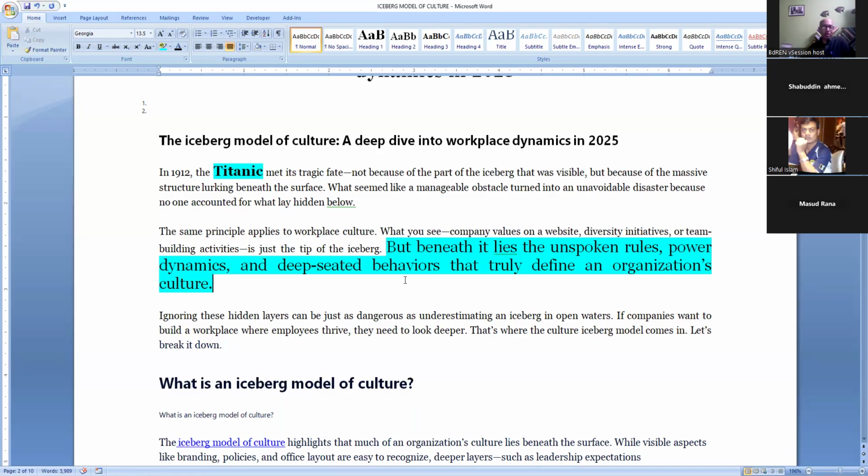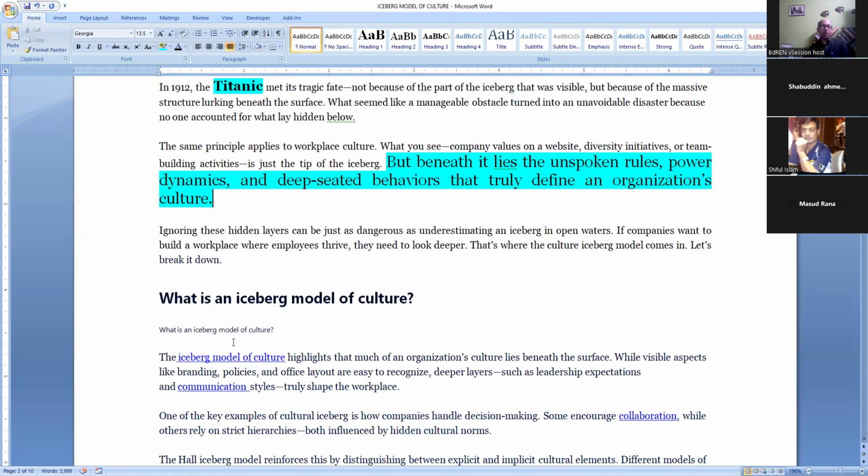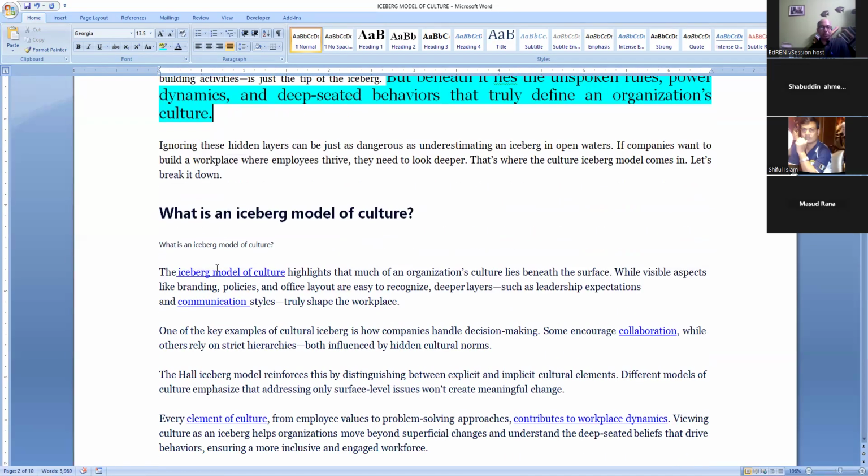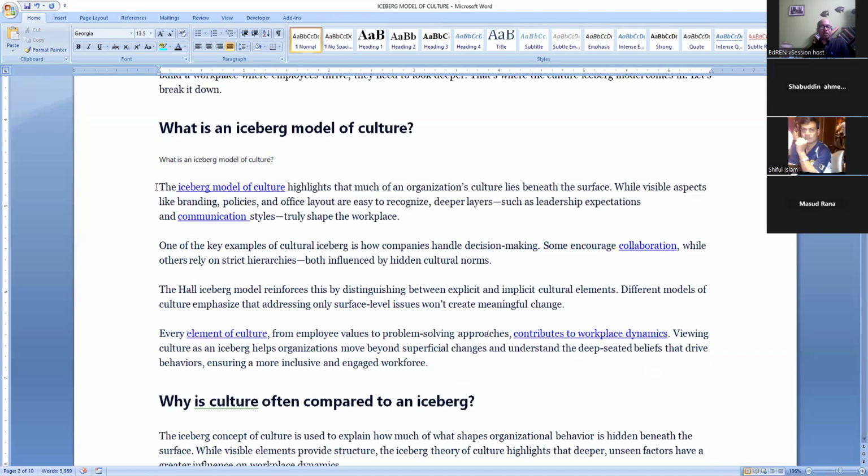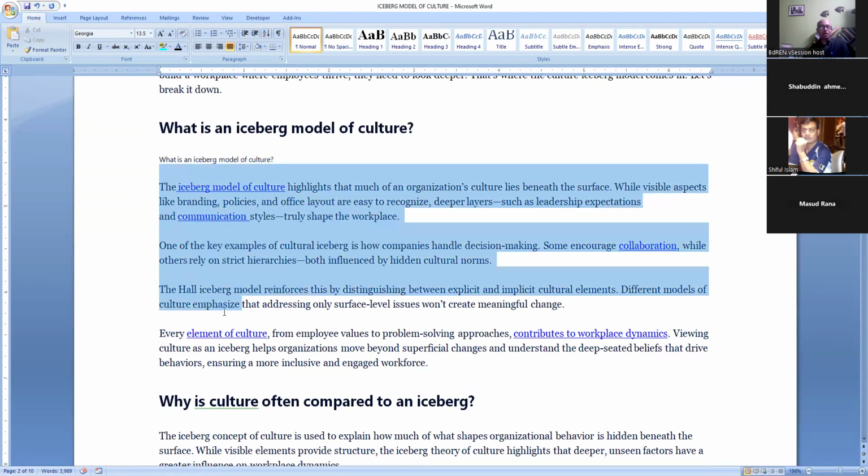Now, ignoring these hidden layers can be just as dangerous as underestimating an iceberg in open waters. If companies want to build a workplace where the employees thrive, they need to look deeper. That's why the culture iceberg model comes in. Let's break it down. Now, the iceberg model has been split up and different parts are discussed here, and I have already discussed all these parts in detail.